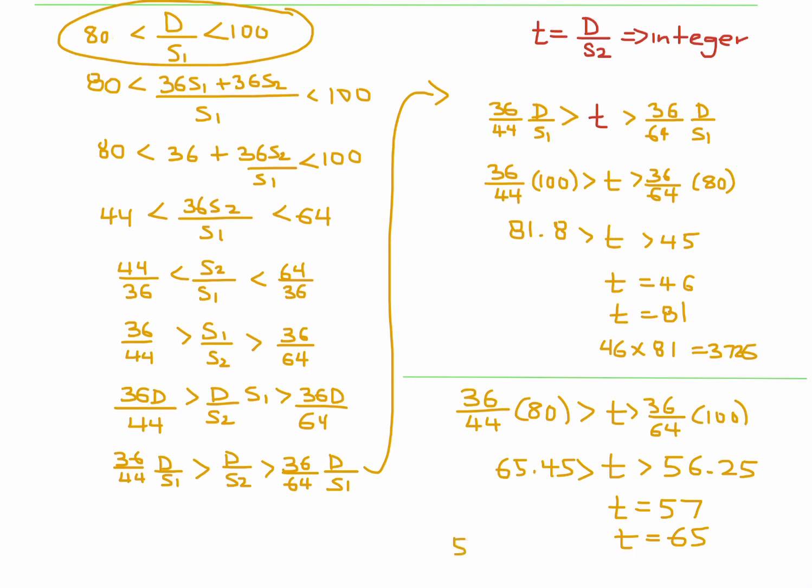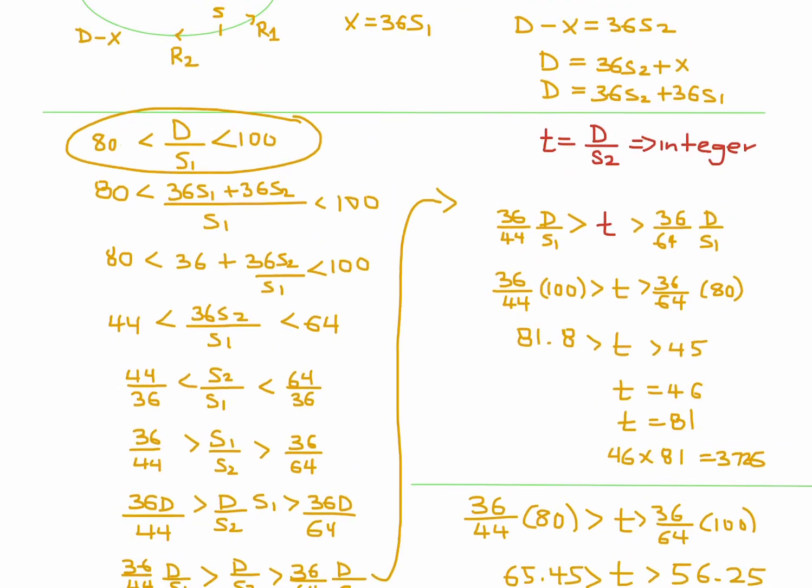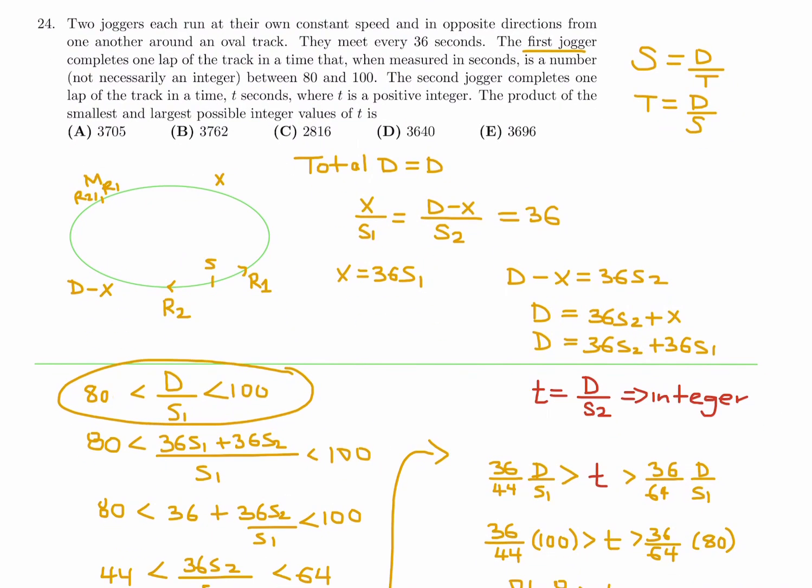So now this product is 57 times 65, and that product, 57 times 65, is 3705. And that is the correct answer. It is in the answer choices, answer choice A for number 24.